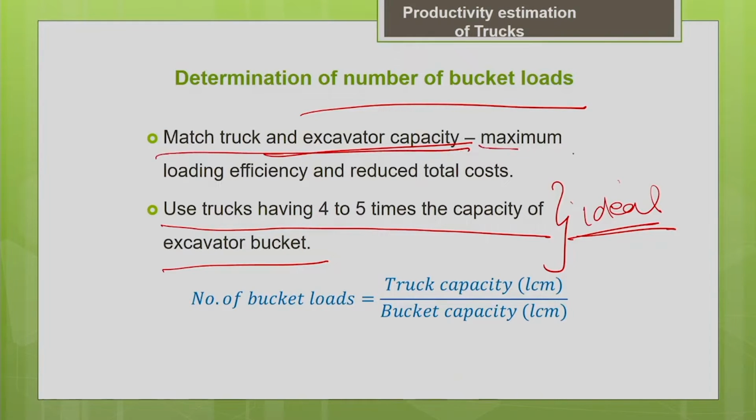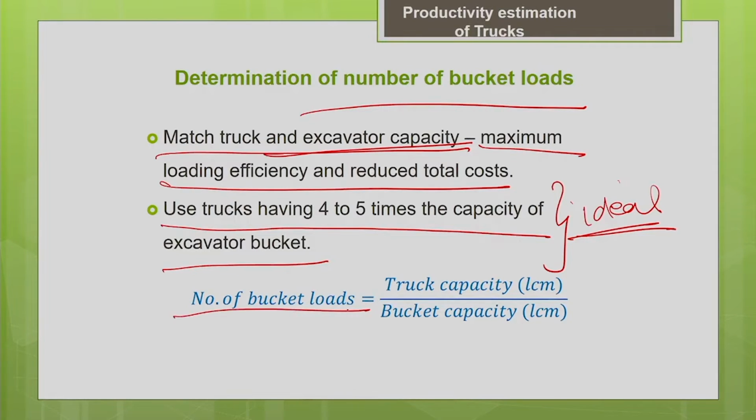Okay, that will result in maximum loading efficiency and reduced total cost, because your cycle time will be reduced, your productivity will increase, so your unit production cost will reduce. Okay. So that is why we have to match the size of the interdependent machines.